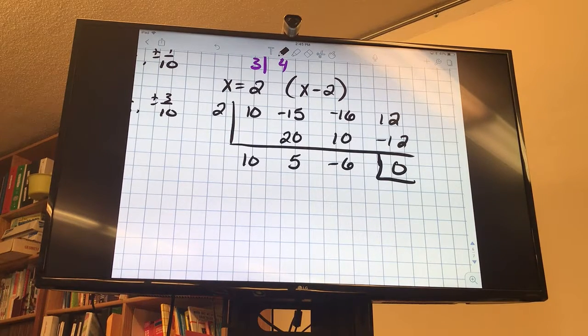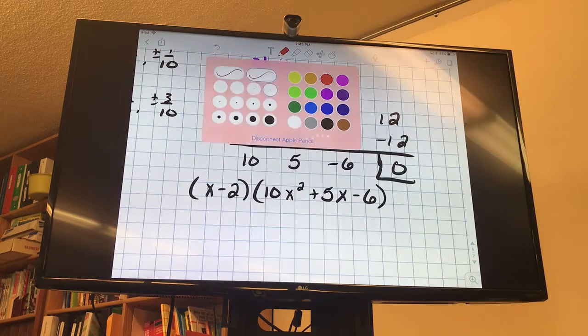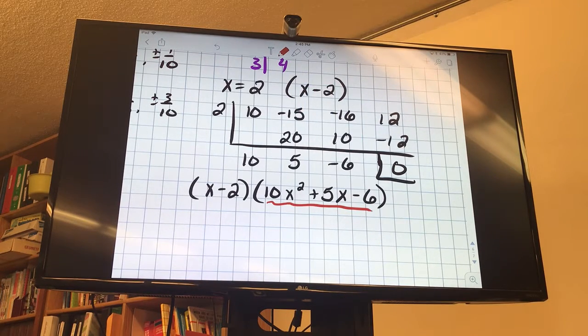Now it's new, simplified. Now we have our new one. We know one factor is x minus 2, but what's the other factor? 10x squared plus 5x minus 6. What's so special about that other one? It's quadratic.